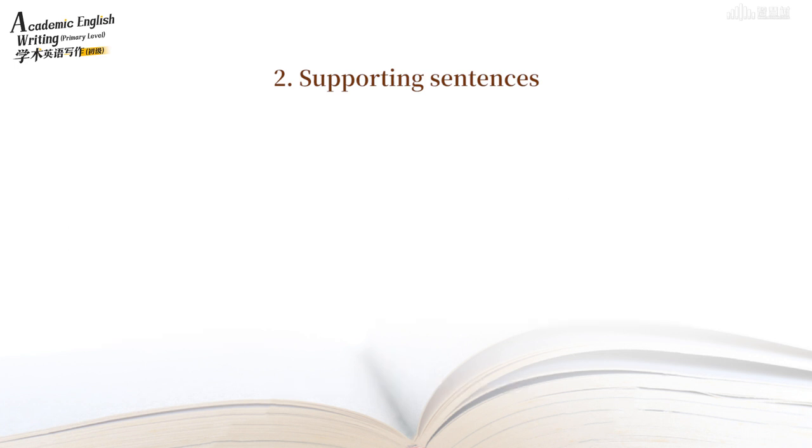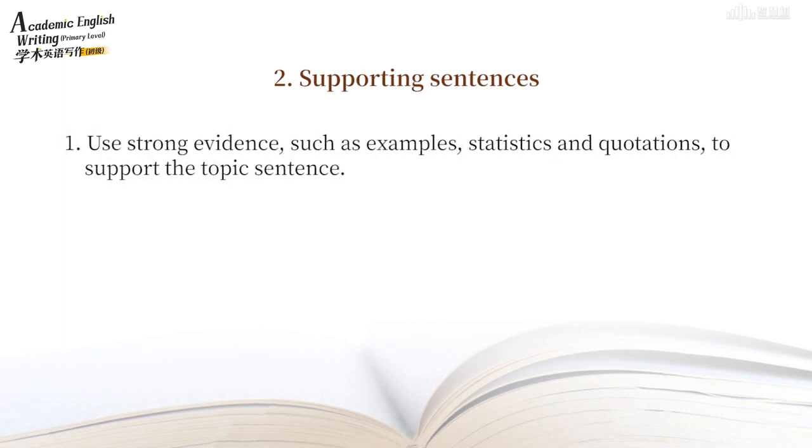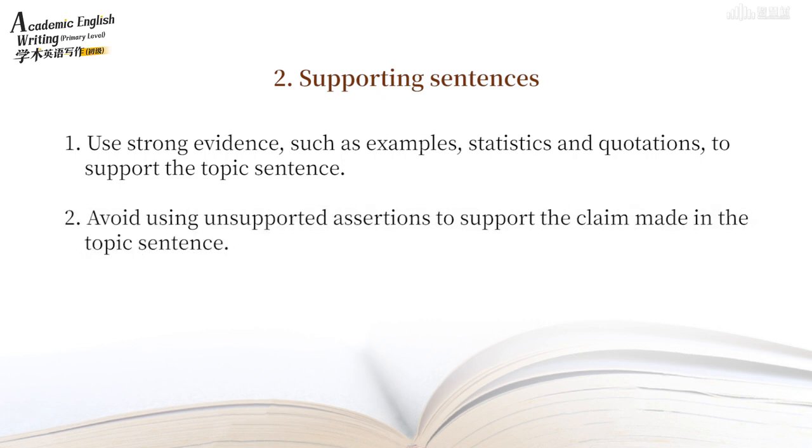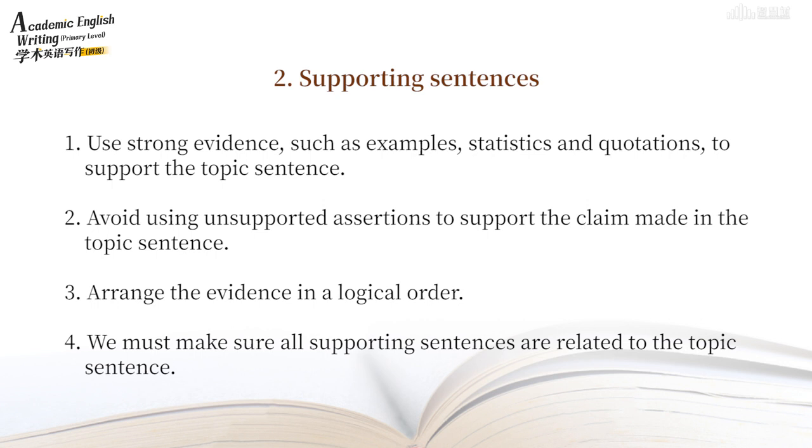In summary, when writing supporting sentences, pay attention to the following. 1. Use strong evidence, such as examples, statistics, and quotations, to support the topic sentence. 2. Avoid using unsupported assertions to support the claim made in the topic sentence. 3. Arrange the evidence in a logical order. And there is the fourth point we should pay attention to, and that is we must make sure all supporting sentences are related to the topic sentence so that the paragraph has unity.